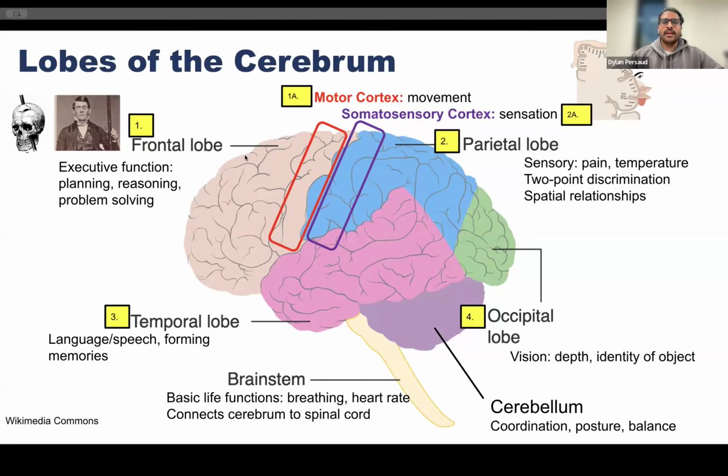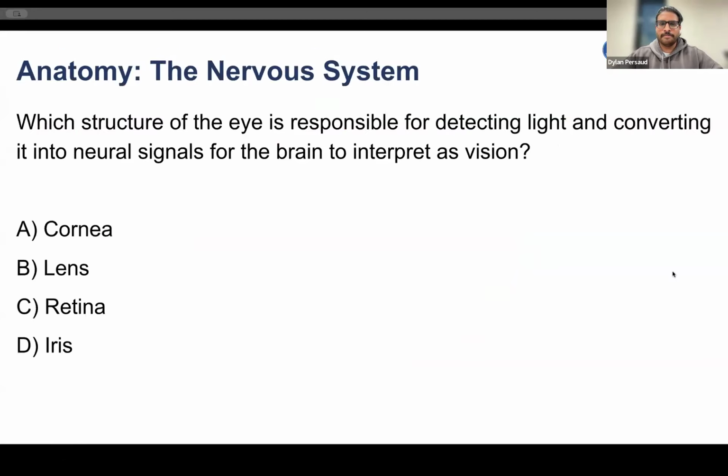So the frontal lobe, I like to think of action, and the parietal lobe of sensation. The frontal lobe corresponds with the motor cortex, and the parietal lobe corresponds with the somatosensory cortex. Somato just means somatic, and sensory is sensation, okay? And the brainstem down here has to do with basic life functions, breathing, heart rate, and things like that. It's responsible for very basal functioning of the human body, and it connects the cerebrum to the spinal cord, okay? And our cerebellum, I missed that, has to do with coordination, posture, and balance. And that's pretty much it for the cerebellum.